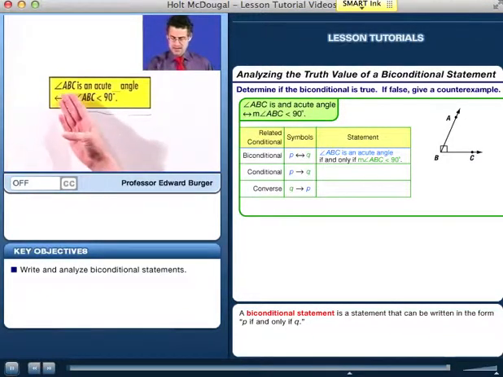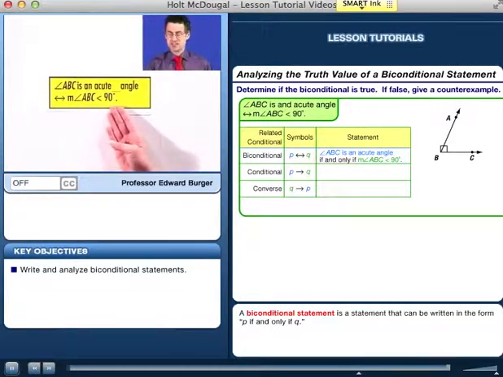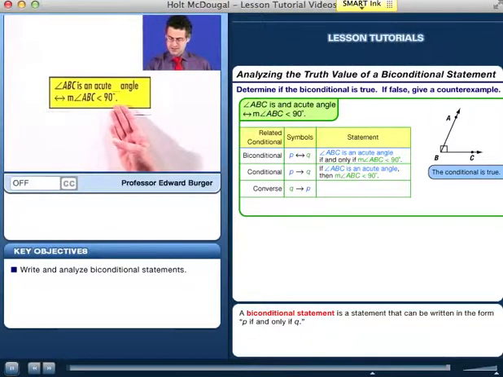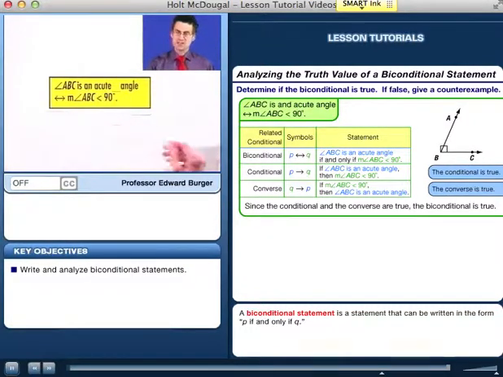If angle ABC is an acute angle, then the measure of angle ABC is less than 90 degrees. Well, that's a true statement. And the converse, if the measure of angle ABC is less than 90 degrees, then it is an acute angle. Also true. So this biconditional is true.